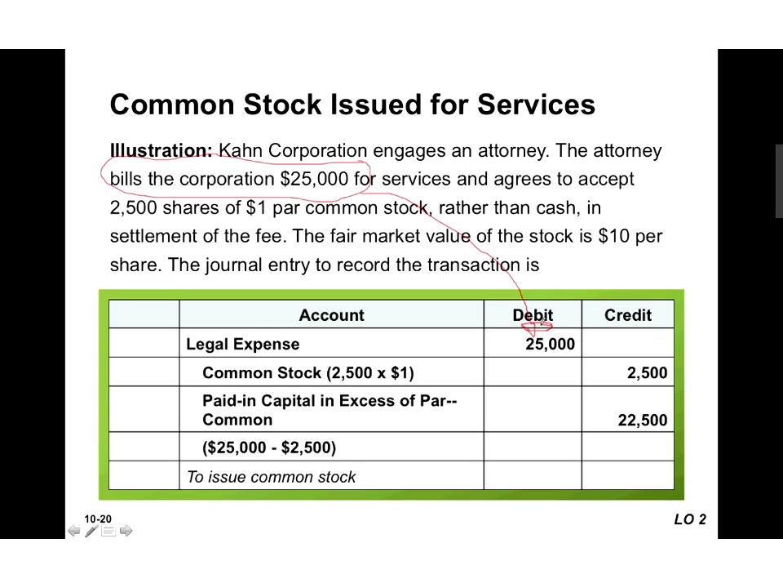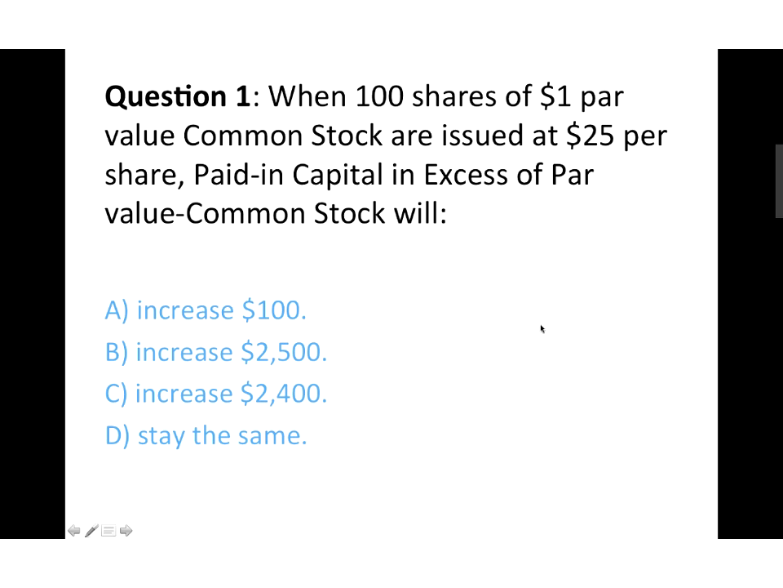Okay, so now we have a question coming up. And again, no learning catalytics, so this is one for you to try on your own. Okay, so let's say we have 100 shares of $1 par value common stock issued at $25 a share. So the market price is $25 a share. It's $1 par value stock. What are we going to do to paid-in capital in excess of par in this case? Increase $100, increase $2,500, increase $2,400, or stay the same. So even though you're not clicking in, kind of mentally pick an answer.